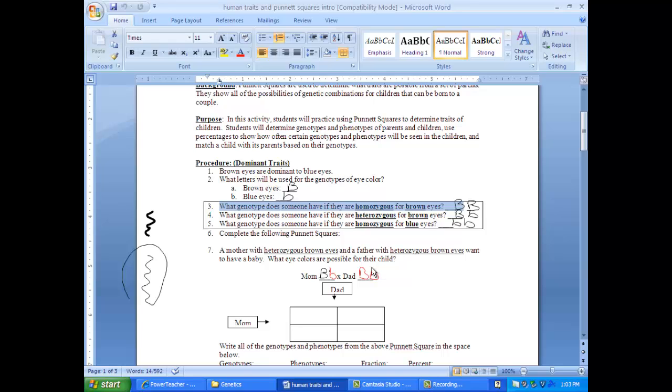So we need to figure out what the percentage is of their child having certain colored eyes. So we're going to put dad at the top. Big B, little b. Big B, little b. Here's my question to you. Vocabulary term. What do these represent on the outside of the Punnett square? Alleles, yes. But where are these alleles going to, I guess, segregate into?